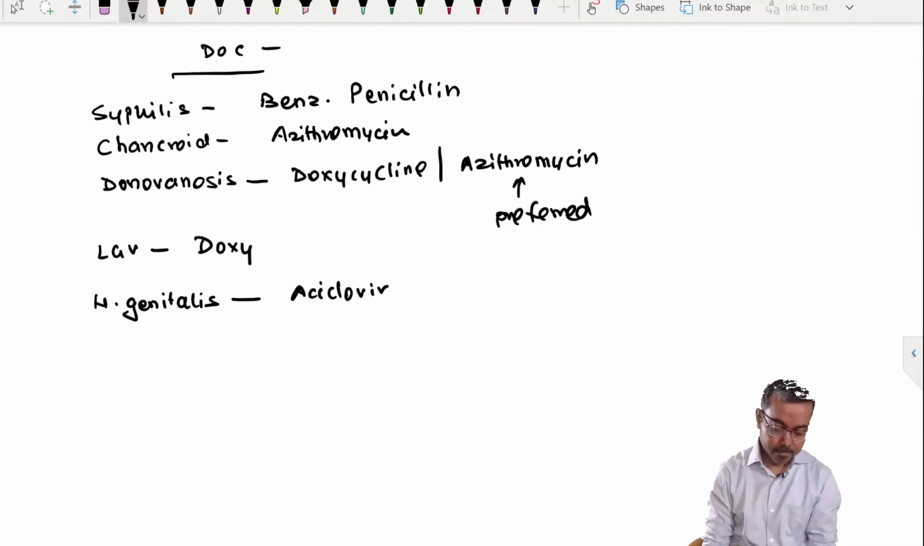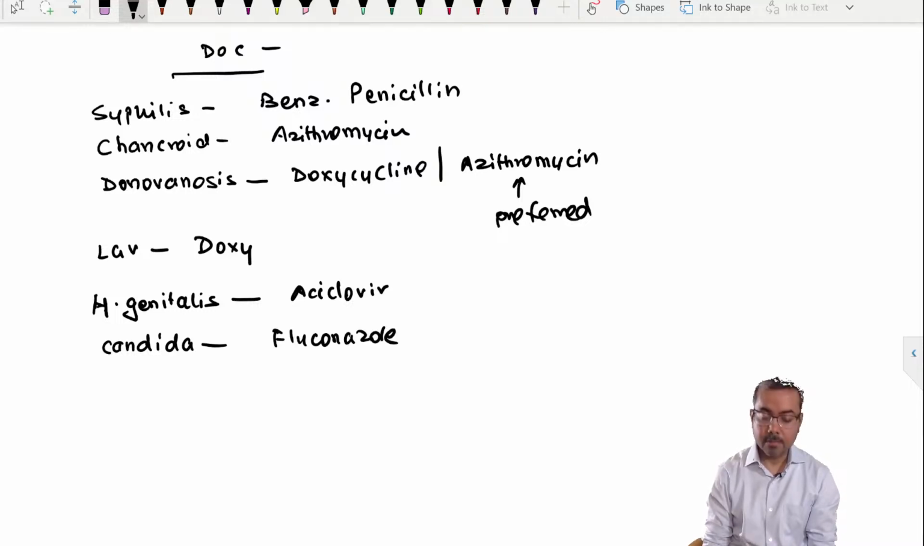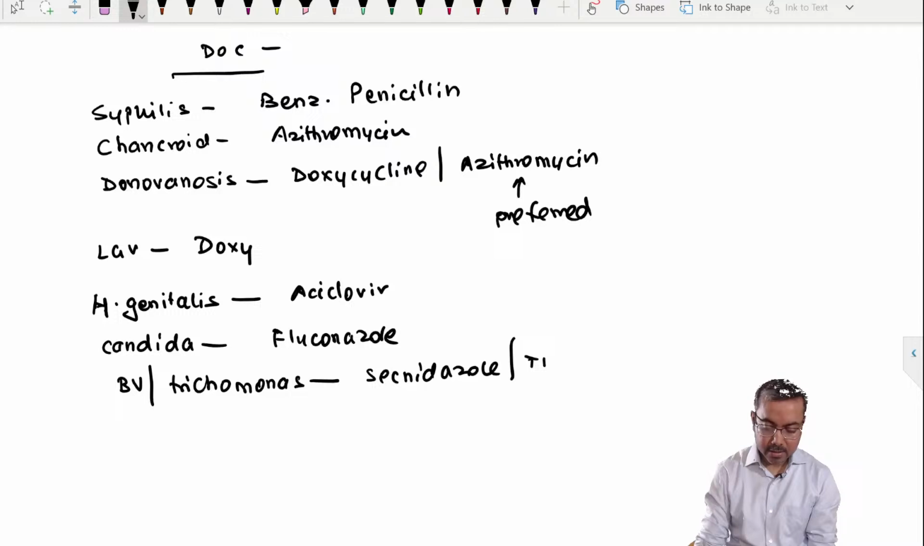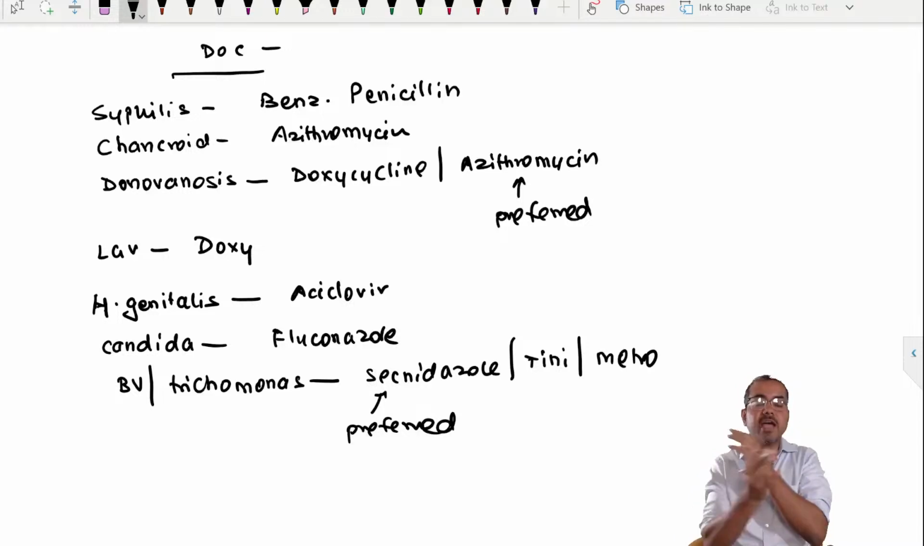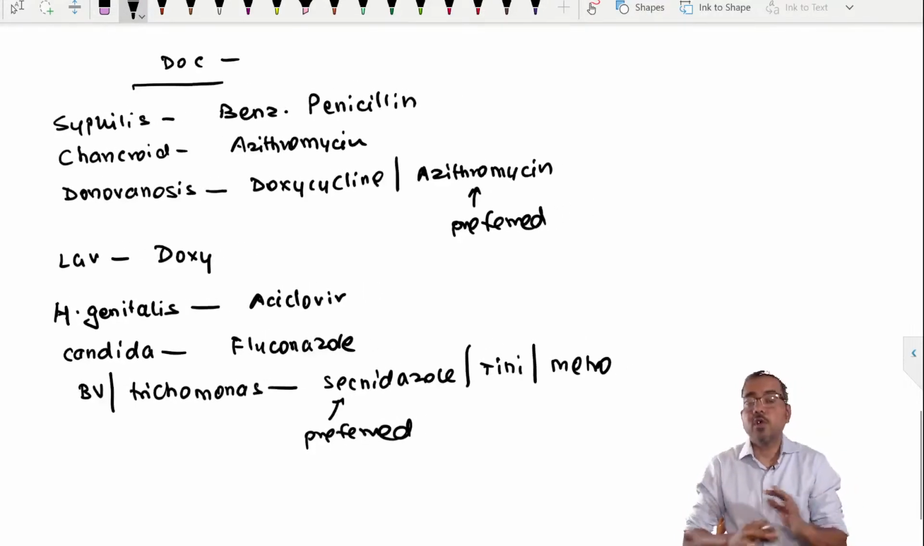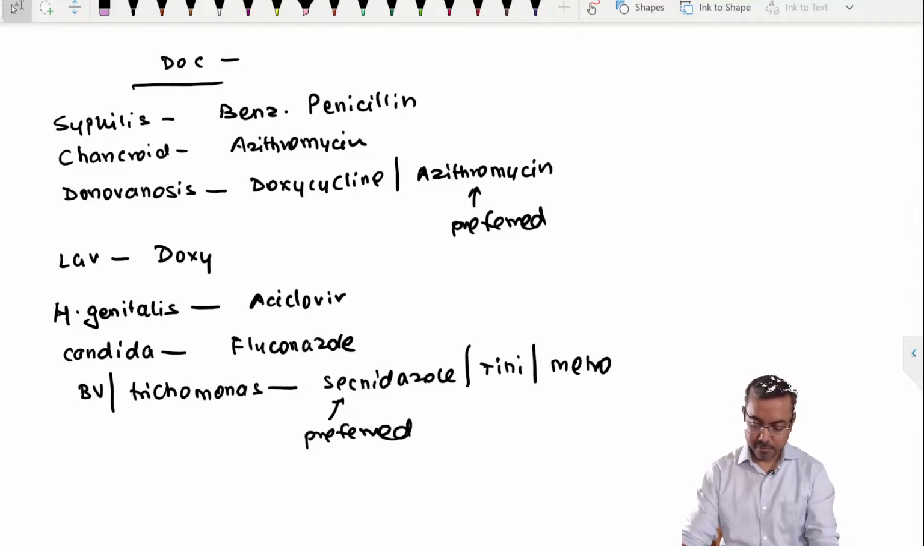Got this, please? Clear, everybody? Acyclovir. Candida, fluconazole. Bacterial vaginosis and trichomonas could be secnidazole or tinidazole or metronidazole. Secnidazole is preferred because it has the least nausea potential. So everybody understood, the entire STD is covered. The drugs of choice for all STDs should be simple enough for you now.